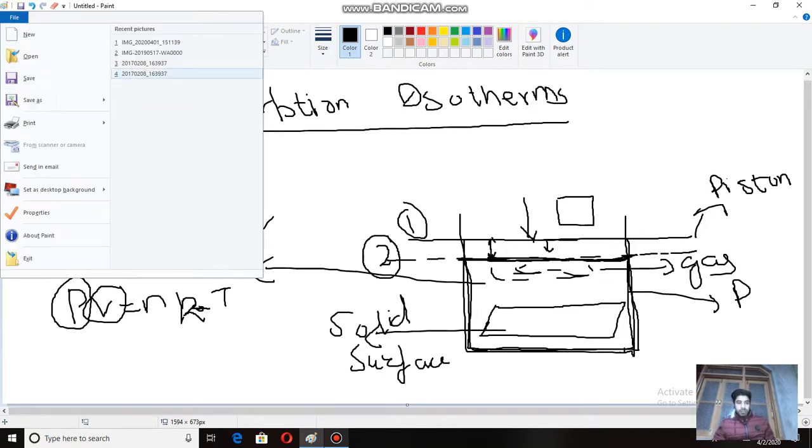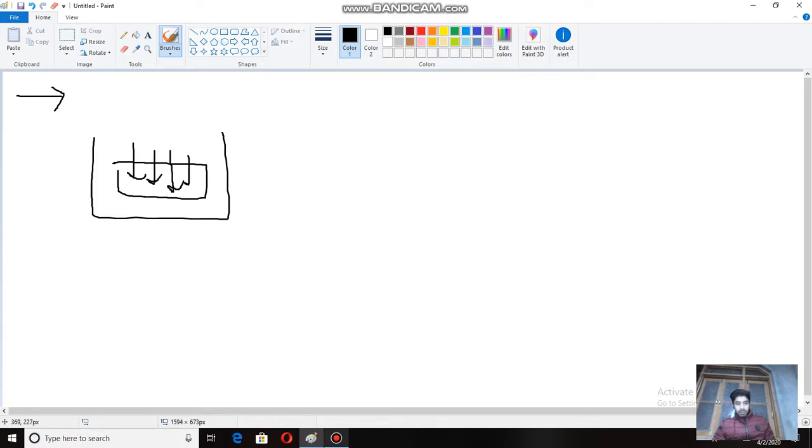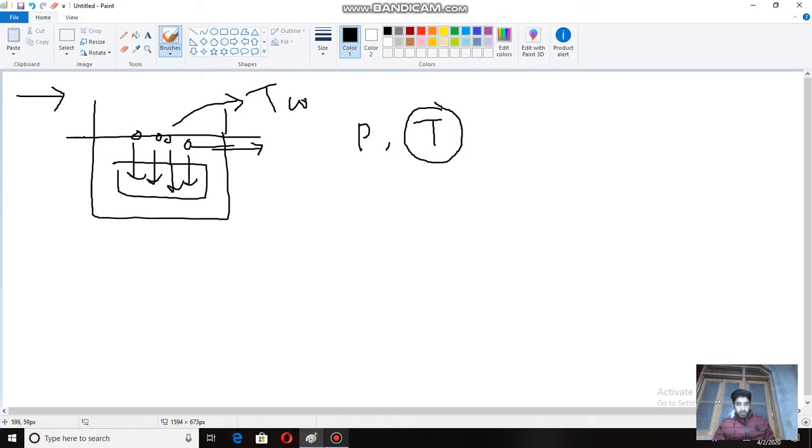So as we know, if we increase the pressure, the rate of adsorption will increase. That means more and more particles of gas will adsorb over this solid surface. What do I mean to say? See, we have seen two factors, that is pressure and temperature, which affect this rate of adsorption. Let's take this temperature as constant. That means this system is at constant temperature, and we are only varying this pressure.